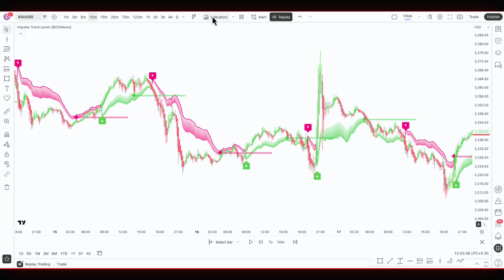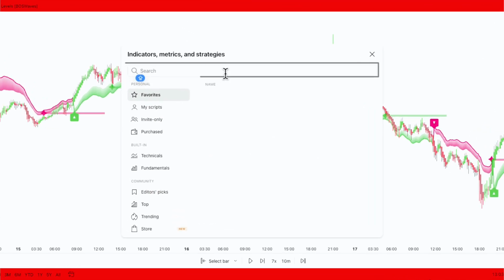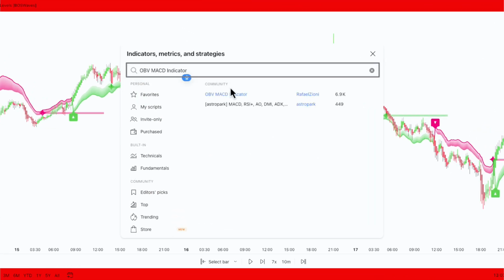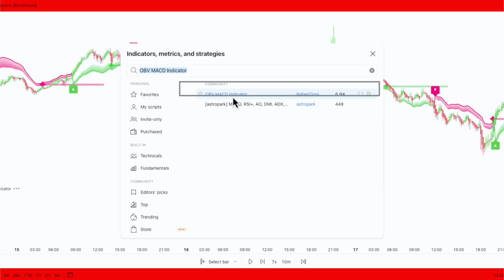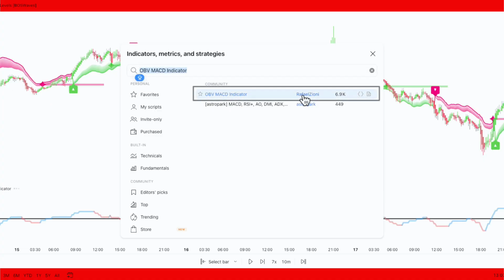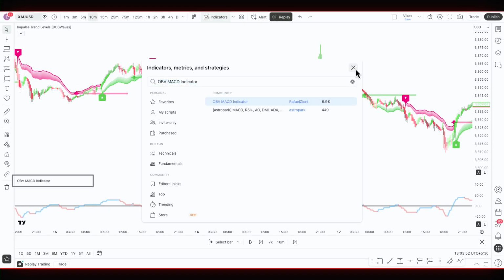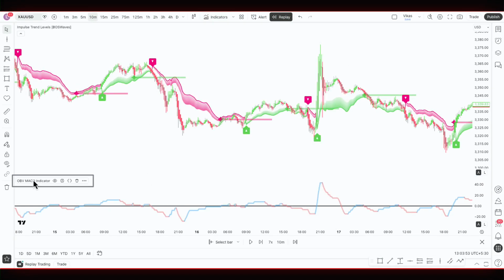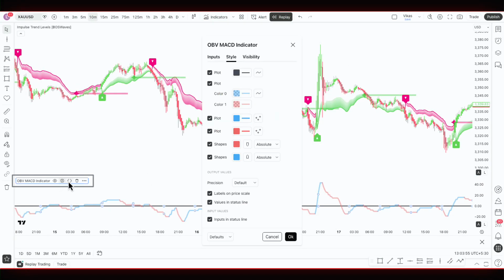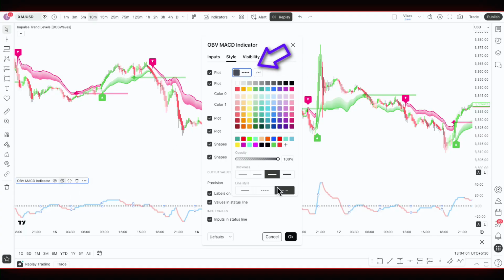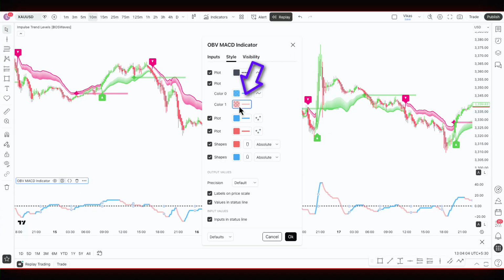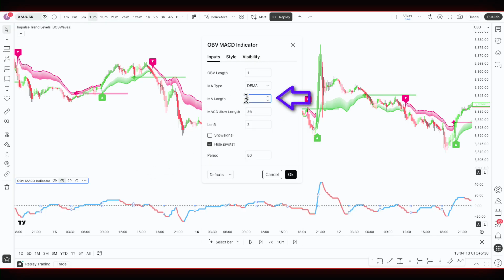Let's go to the Indicator Search tab, search OBV MACD indicator, and select this one called OBV MACD indicator, created by Raphael Zionil. Now let's access the settings of this indicator so we can modify it to suit our strategy. And after that change the line style, we need to increase the color of this option. And after that change MA length 9 to 1, and here everything is fine after that, click OK.